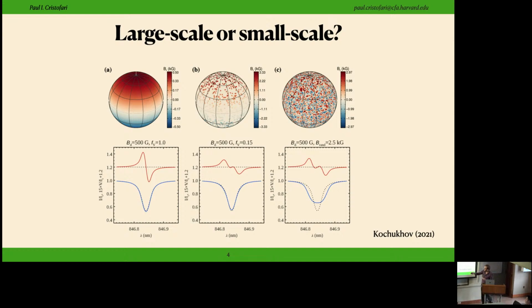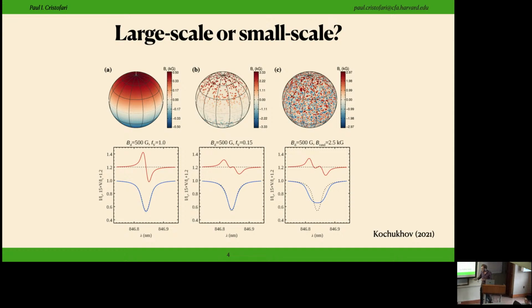So I really like this picture from a very good review by Kochukov in 2021 that shows what you would expect if you had a full, huge dipolar field at the surface of the star, for example, where you can see a polarized signal in red and the unpolarized spectrum in blue. And what would happen if this same structure did not occupy the entire surface of the star? So you have a filling factor, it doesn't fill the full surface. Or if you have some randomness in the magnetic field at the surface of the star. And you can see that the unpolarized light actually changes significantly in this case, while you would have a similar polarized signature. And this tells us that maybe we probe different things.